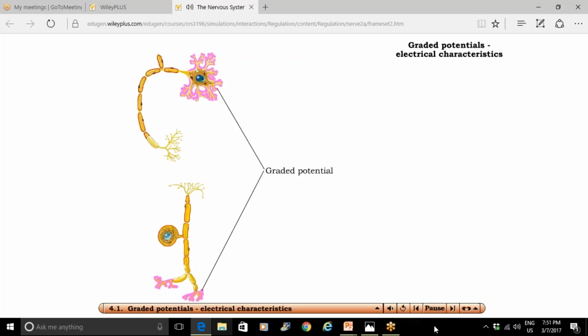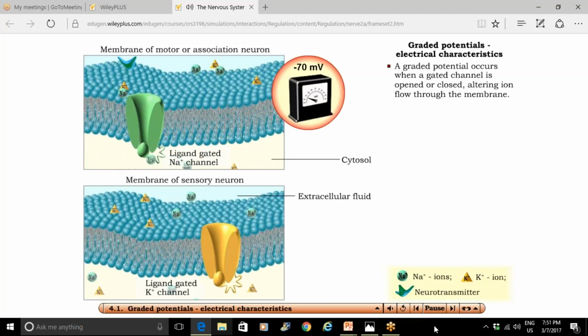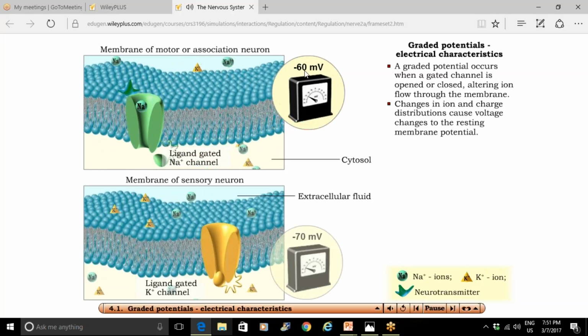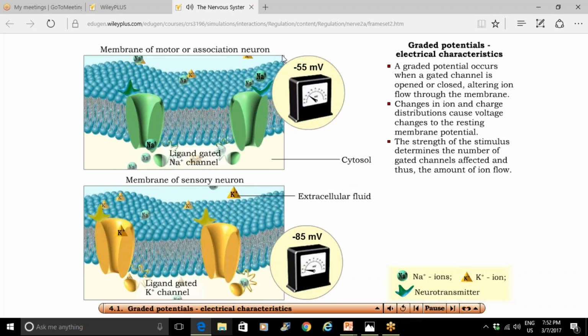Okay, so let's just take a look at that happening. So there's our graded potential. That's the mommy, right? What's happening is you're trying to get it from -60 up to -55, because we know that is threshold. If it gets there, we're going to have enough to be able to have a depolarization.